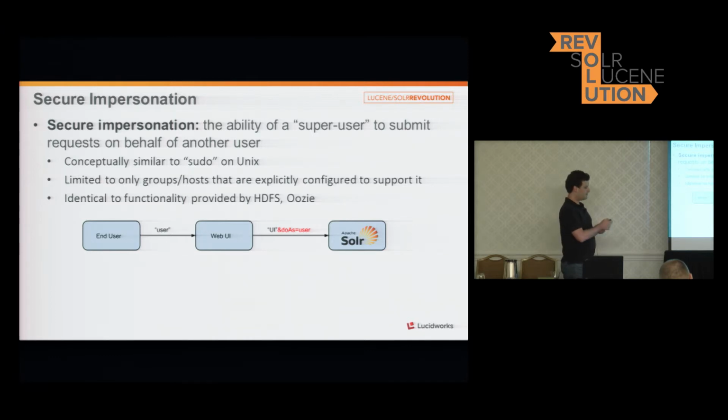And so the way this works is we basically add this parameter into the HTTP request, which is doAs user. Solr sees that request, does the checks: is this actually configured that way? And if it is, for the rest of the request lifetime, Sentry sees the request as actually coming from user rather than from UI. This is identical functionality to what's provided by HDFS and Oozie, if you're familiar with that. So we're not reinventing anything here. This is tested and all that.